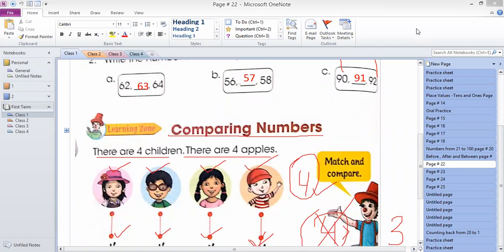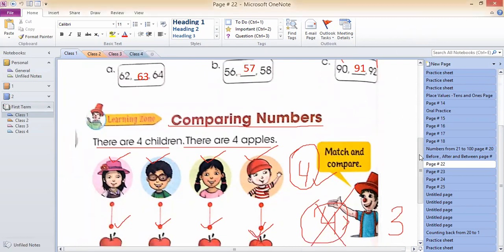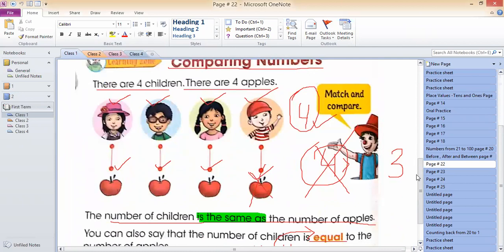Guys, in the last class, we started the topic comparing numbers. So, a quick revision of what we have learned so far in that topic, and then we will continue from where we left off, right? On page number 22, there was a heading comparing numbers.